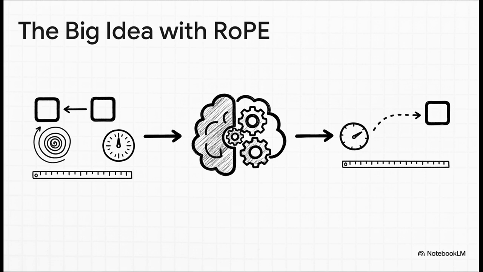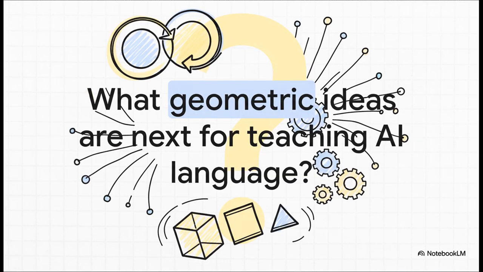It's just geometrically elegant. And that leaves us with a really fascinating thought. The solution to one of the hardest problems in language AI wasn't some ridiculously complex formula. It was just a simple rotation, a clean geometric idea. It really makes you wonder, right? If something this simple can teach a machine so much about language, what other fundamental geometric ideas are just sitting there, waiting for us to find them, ready to unlock the next big breakthrough in AI?